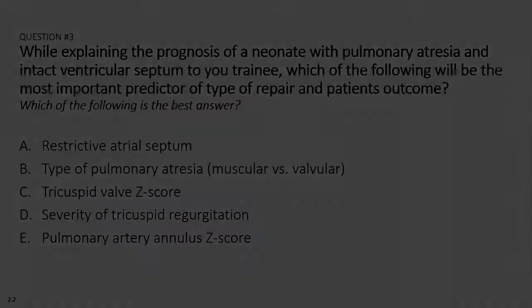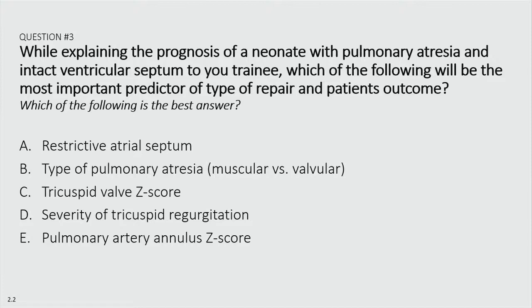Next question. While explaining the prognosis of a neonate with pulmonary atresia and intact ventricular septum to your trainee, which of the following will be the most important predictor of type of repair and patient's outcome? A, restrictive atrial septum. B, type of pulmonary atresia, muscular versus valvular. C, tricuspid valve Z-score. D, severity of tricuspid regurgitation. Or E, pulmonary artery annulus Z-score. Excellent work. I think we did that one very nicely earlier. I try to hammer this in terms of the tricuspid valve Z-score being a predictor for everything else.